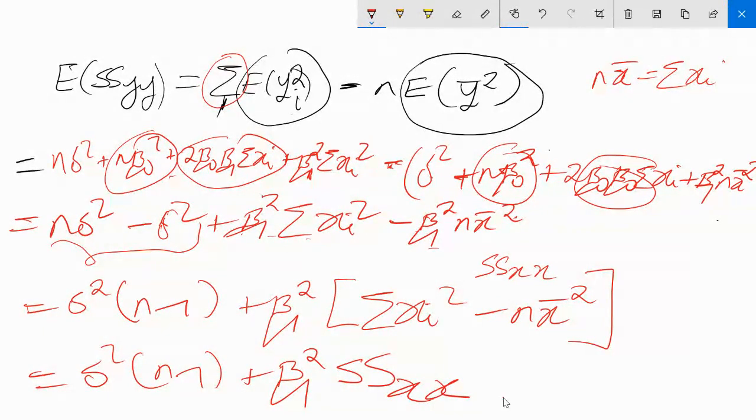So this is what I'm having. This part is equal to the expected value of SSYY. Don't forget that. So now we have the expected value of SSYY and the expected value of beta 1 hat squared. Now we can go back to the original formula and substitute and see what we are going to get. So now I'm going back to the original formula where we started.